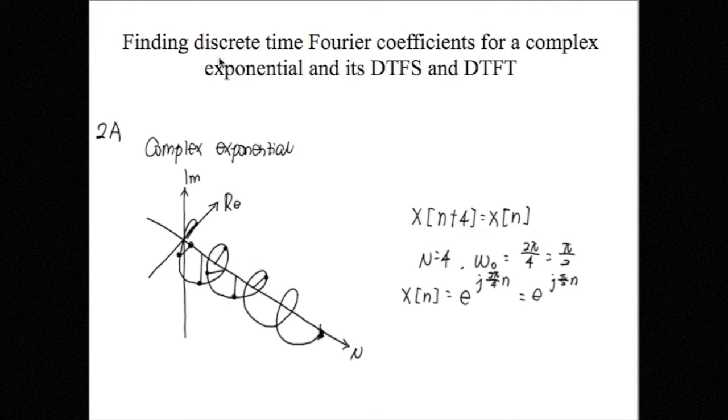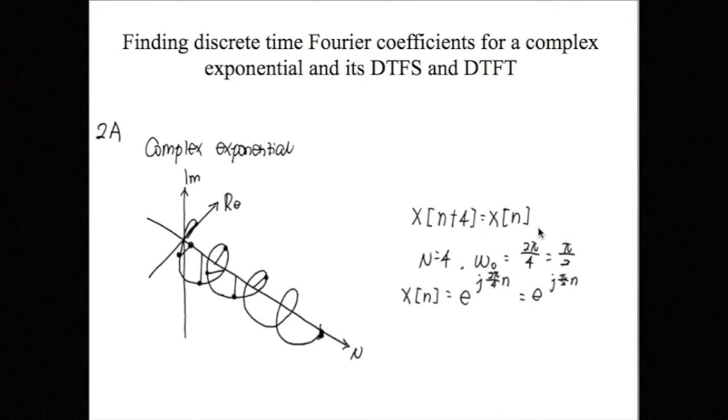This example looks slightly different, but the ideology is the same. Now we have a complex exponential x of n, which contains a real part and an imaginary part. It is repeated after every 4 samples. From the definition of period, we understand that x of n plus N equals x of n.